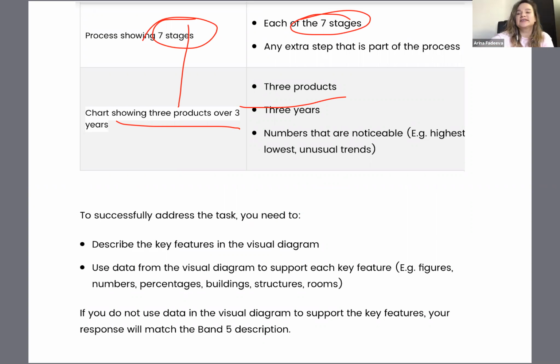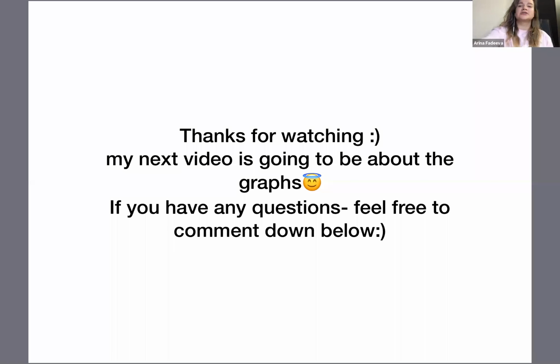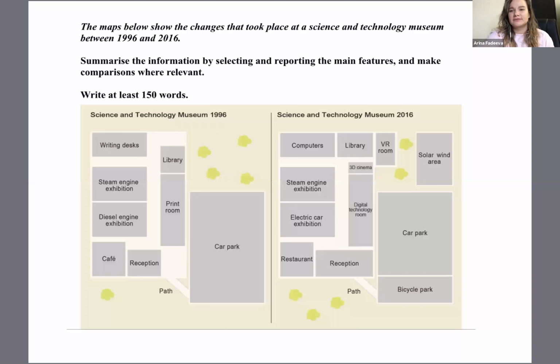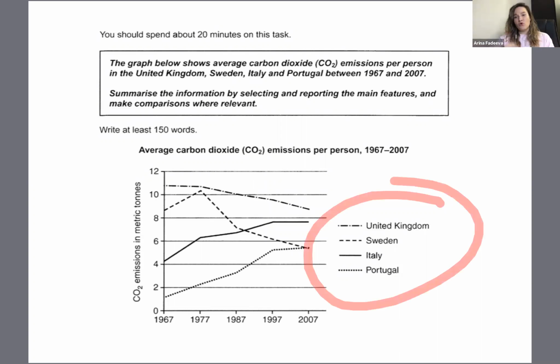So to get 7, you need to describe the key features in the visual diagram. If you don't get what I'm talking about, let me show you. Let me just show you the main features. The main features are these 4 countries, and you still need to mention all of them. A lot of students think that if they ask us to report the main features, we're not supposed to write about everything, but it's a little bit different from what they mean.